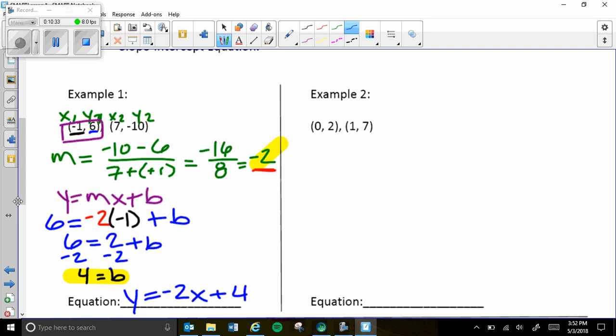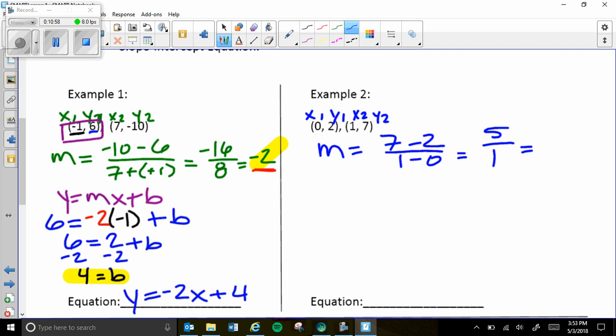The last example for our notes is example 2. So again, the first thing I need to do is solve for m. So I'm just plugging that into y2 minus y1 over x2 minus x1. 7 minus 2 over 1 minus 0. 7 minus 2 is 5. 1 minus 0 is 1. I need to simplify that. M is just 5.